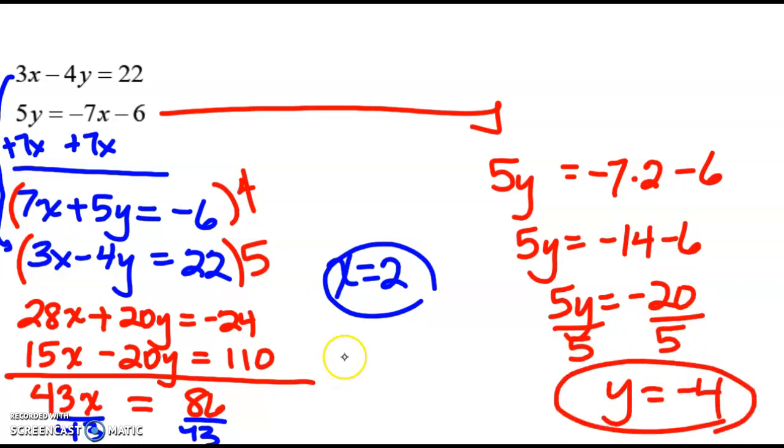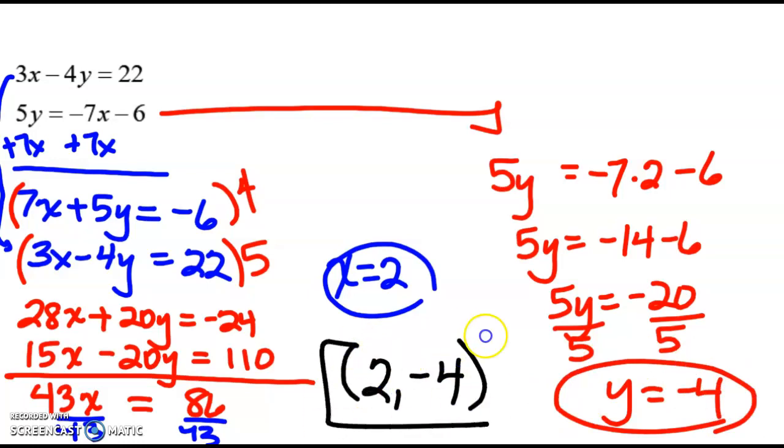Systems are awesome because you can always tell if you're right or not by plugging in your answer. 3 times 2 is 6, minus 4 times -4, which is +16. 6 plus 16 is 22. 5 times -4 is -20. This side would become 7 times 2, which is 14, minus 6, which is -20. So I know I'm right.